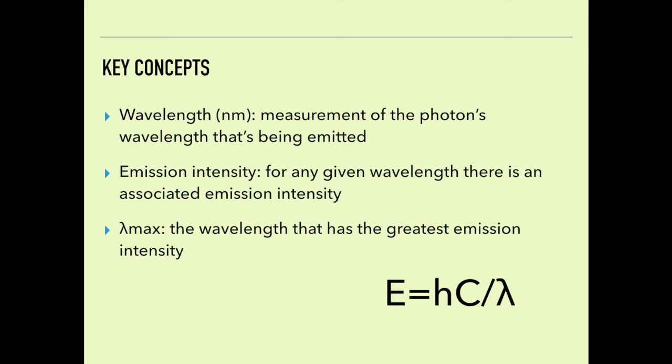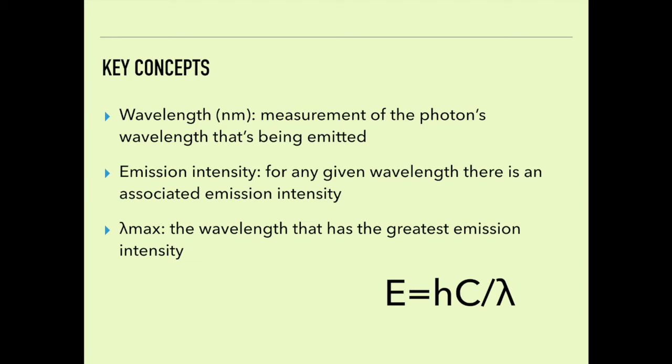Some key concepts we must know for this lab are wavelength, emission intensity, and lambda max. Wavelength, measured in nanometers, is a measurement of the photon's wavelength being emitted. Emission intensity is the associated emission intensity for any given wavelength. This is displayed on the emission spectroscopy on the y-axis.